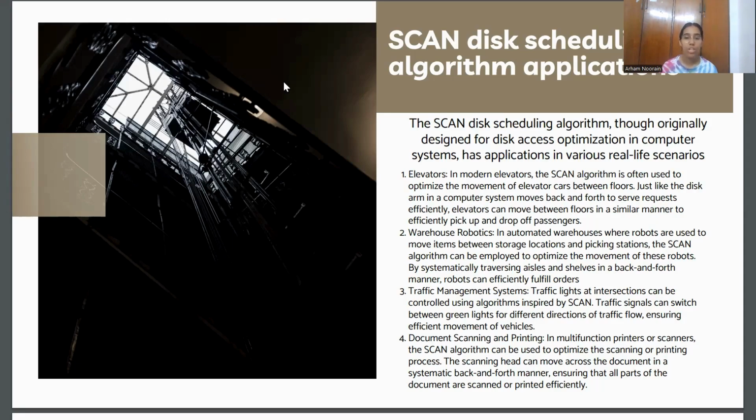It is also used in traffic management. Intersections can be controlled by algorithms inspired by scan. The traffic signals can switch between green lights for different directions of traffic flow, ensuring efficient movement of vehicles. Document scanning and printing: in multifunction printers or scanners, a scan algorithm can be used to optimize the scanning and printing process in a back and forth manner.